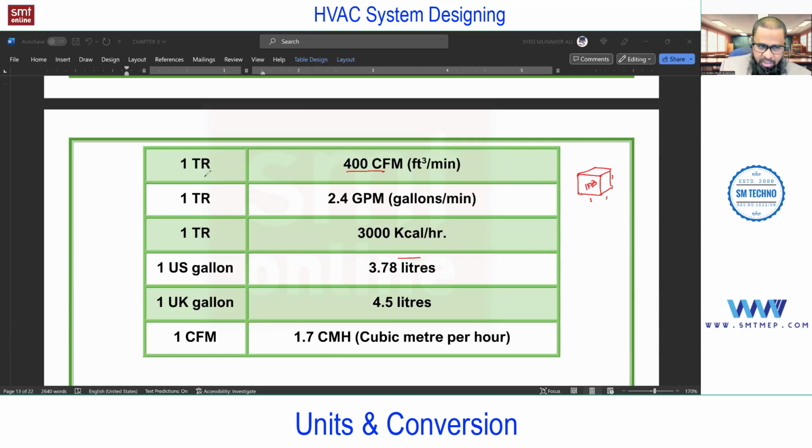But here you see 1 ton in terms of CFM. How can we relate this? How can you relate 1 ton in terms of BTU per hour or kilowatt?